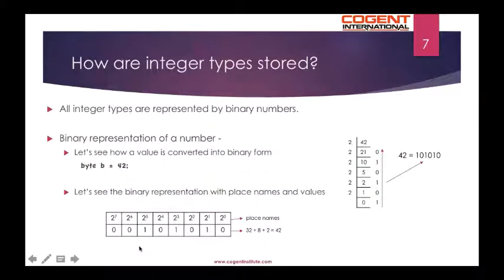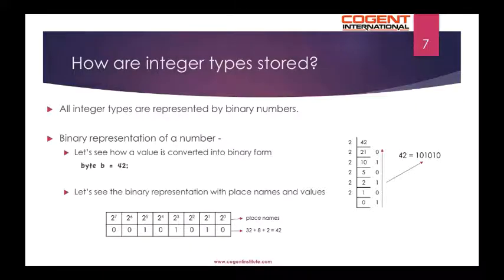So how are these integer types stored in memory? All integer types are represented by binary numbers. Here's an example to see how a decimal value is converted into binary form, and then from the binary form, how we can get back the decimal value. The binary representation of a number, in this case we have chosen byte b equal to 42. In terms of binary bits, on the right side, this is how we have converted it into a binary representation. So 42 is nothing but 1 0 1 0 1 0.